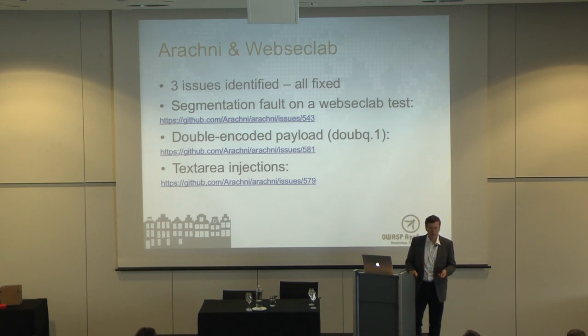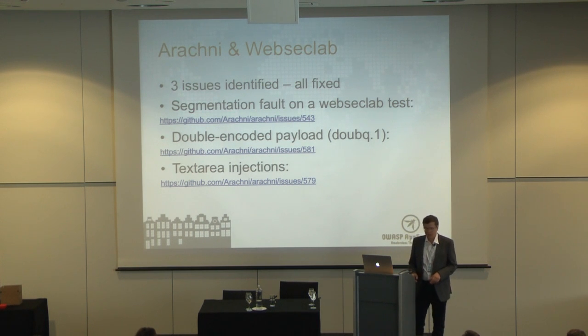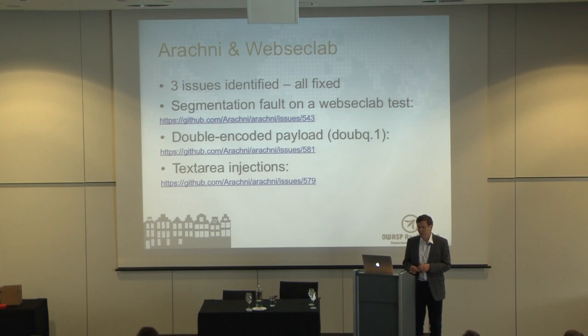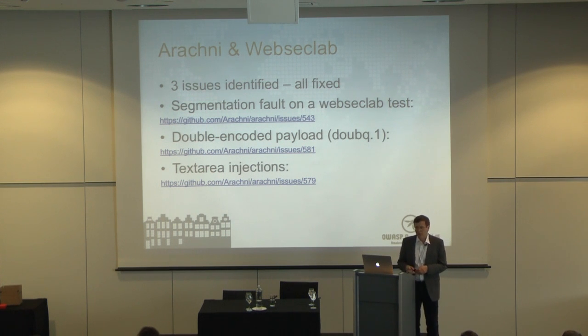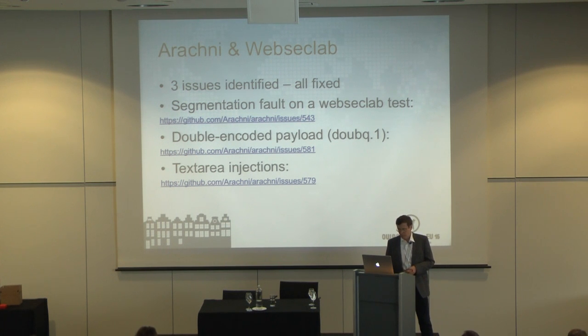In terms of outreach, we tried to look at several scanners and see how they performed against WebSec Lab. There were three issues for Arachni scanner. One was a segmentation fault on the response splitting because it was sending an invalid HTTP response, or something that is considered invalid, and it broke the Nokogiri parser, I believe. So it was quickly fixed. And then there were two false negatives, on the double encoded payload that you've seen and the text injection that you've also seen. So they got fixed.